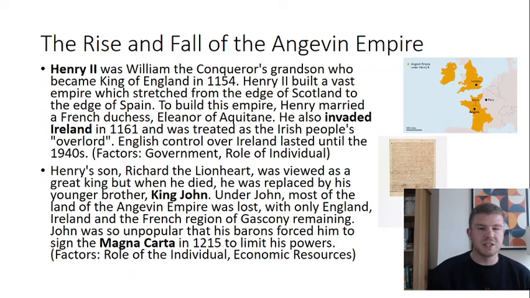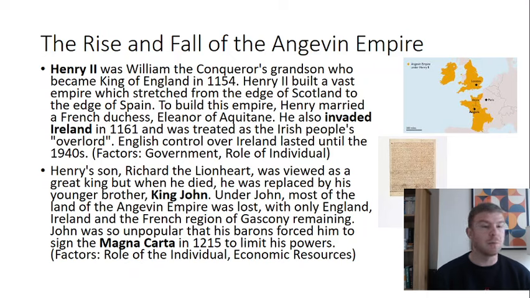John spent a lot of his time out of the country. He was seen as greedy, seen as somebody who was not careful with the land of England and with the finances of England. So under John, most of the Angevin Empire fell apart, and the only remaining bits of that were England, Ireland, and the small region of Gascony, the wine-producing region of Gascony, which will become important when we get to our next part.